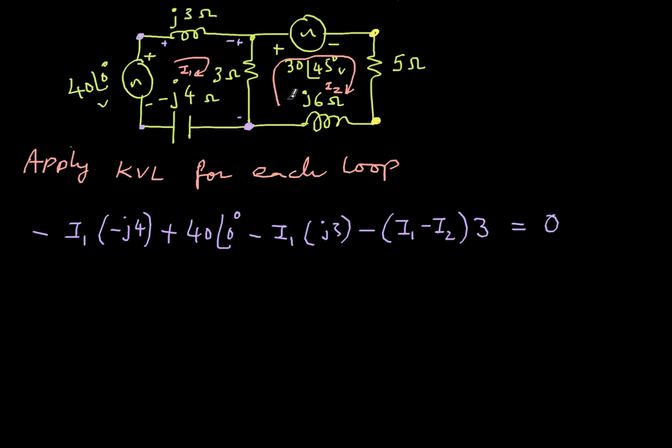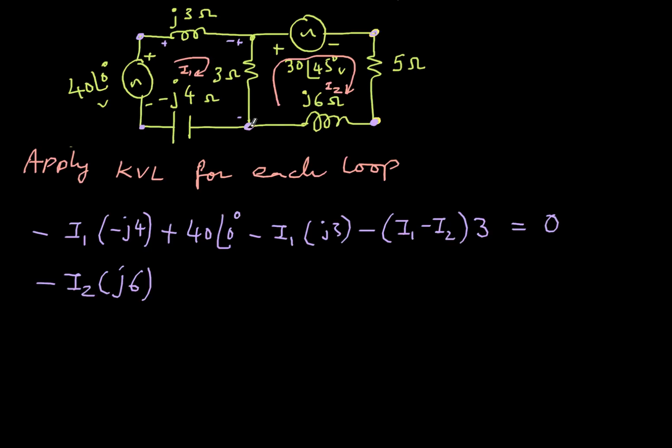Let's do it for the other loop. So I start at this point. You can start at any point. You can start here, you can start here, any of these 4 points you can start. I just start at the lower right. This is just my practice. So from here to here, if I go, the voltage will be dropping by I2, so minus I2. I2 is my current in this branch, and the impedance is j6.